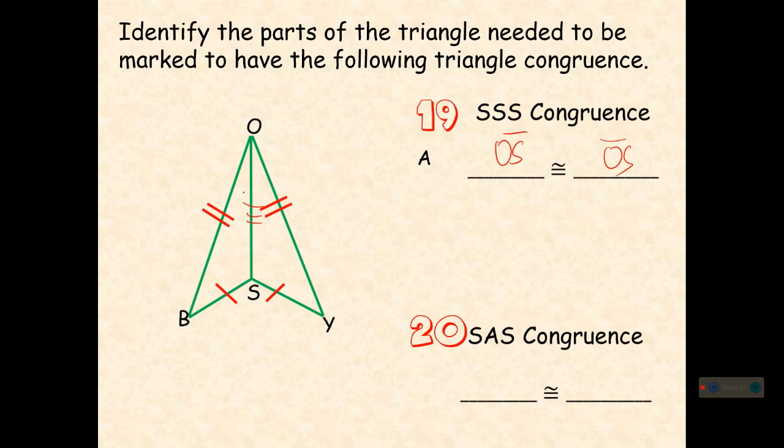Since we have the markings here, the original markings here, and this on this one. So since you already have the two sides, you should find the included angle. And the included angle will be angle B is congruent to angle Y.